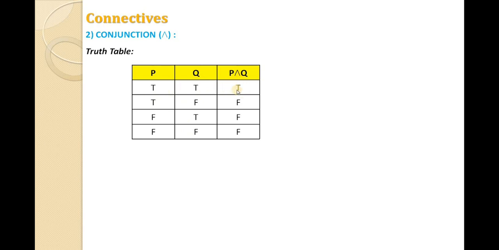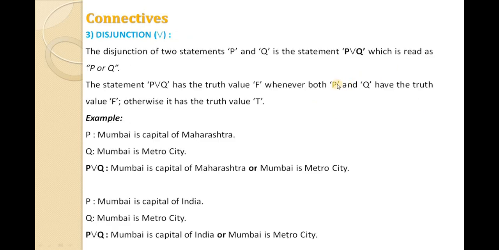If it is TT, then T. Then if it is TF, then F. FT, F, and FF, F. That is an AND condition. The AND means both must be present, both must be true, then the final conclusion will be true.